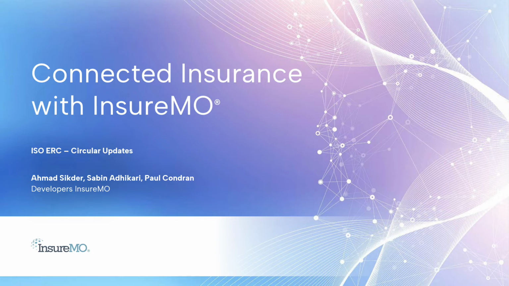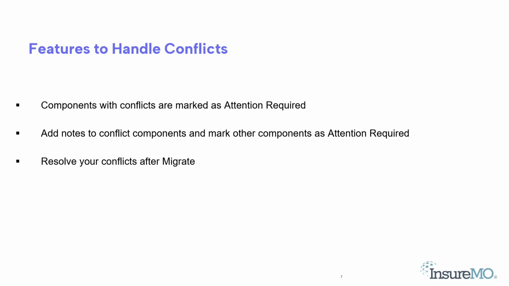In part 1 of the series, you have seen how to view and analyze the differences between different circular versions and your customization product. Today we're going to see how to handle conflicts in your customization product after Migrate. When it comes to handling conflicts, there may be components that might be marked as attention required. These are the components that have been changed by the circular and by the user.